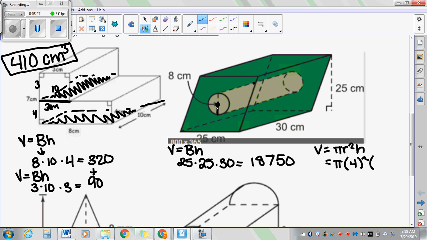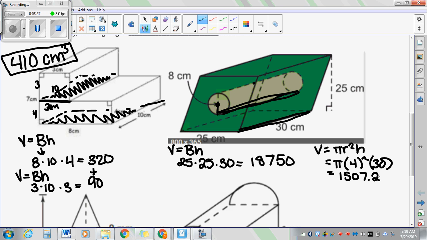And then the height. How far apart are these two circles? Well, it doesn't tell us, but it does tell us that the whole thing is 30. And if you'll notice that these two are parallel, they go the same direction, they are the same. So that must also be 30. So if I type all of that in, I have pi times 4 squared times 30. I'm just going to round to the nearest tenth place. It is 1507.2.